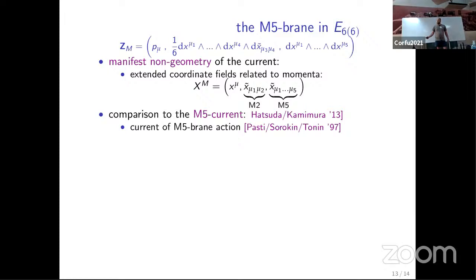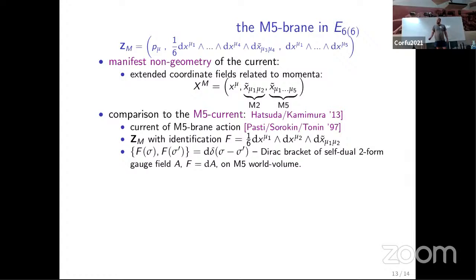And so one interpretation is as follows, and it comes from comparing it to the known Hamiltonian formulation of the M5 brane action by Pasti and Tonin, which was done by these two authors. And if one compares it to this M5 brane action, one sees that one can identify this combination with the internal self-dual gauge field on the M5 brane world volume.